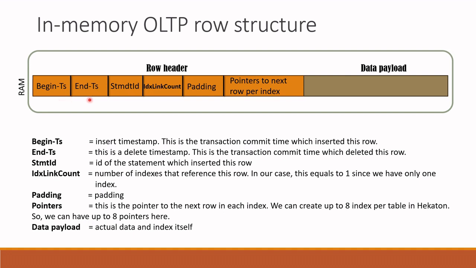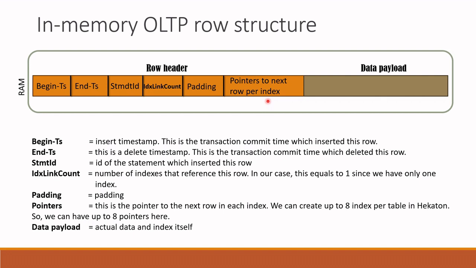Then comes End TS. This is the delete timestamp. This is the commit time, or we can call it a counter, of the transaction which deleted this row. Then comes the statement ID of the statement which inserted this row. Then IDX link count, the number of indexes that reference this row. In our case, we have one hash index, so this should be equal to 1. Then comes padding. Then after padding, there is a pointer. This is a pointer to the next row in each index. We can create up to 8 indexes per table in Hekaton, so we can have up to 8 pointers here. Now, since we have only one index, we have one pointer.